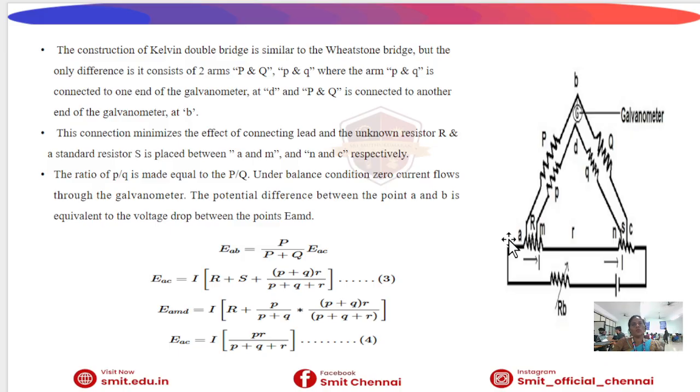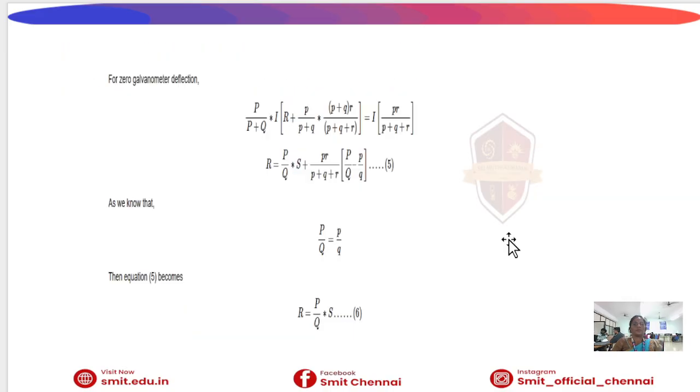At balance, the voltage difference between points A and B becomes proportional to the voltage drop along the measured resistance path. This allows the effect of lead resistance r to be cancelled, giving a highly precise value of the unknown resistance. Hence, the Kelvin double bridge provides accurate measurement of very low resistance by minimizing measurement errors.